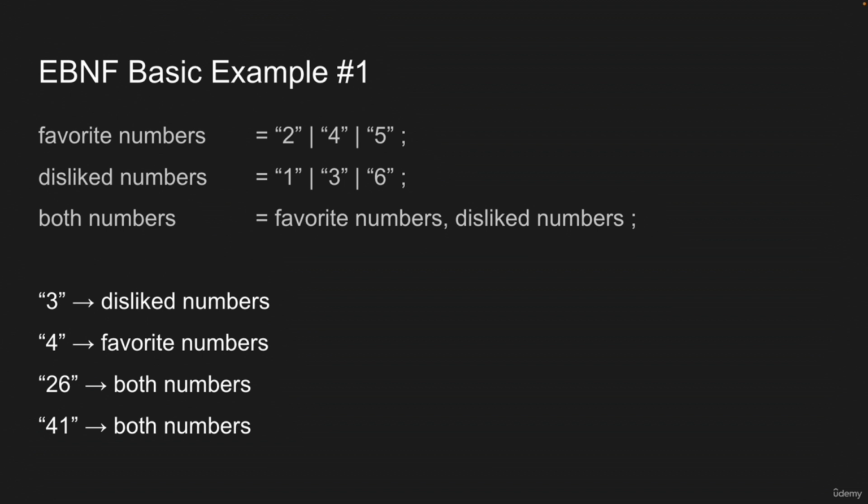So it's one of the options in the alternation. And then 26 is both numbers because 2 is a favorite number, and 6 is a disliked number. Same thing with 41. 4 is a favorite number, and 1 is a disliked number, as you see in the very definitions here. If you don't quite understand this, I understand. You're not going to be heavily going into this with a really, really simple compiler. But it's helpful to learn. It's just easier for you to understand the grammar.